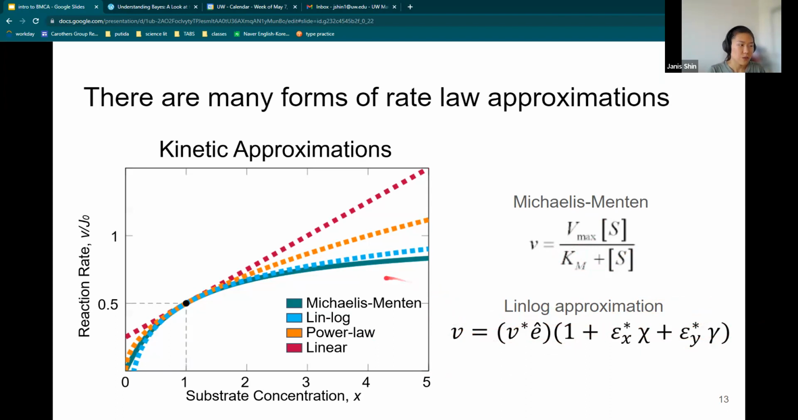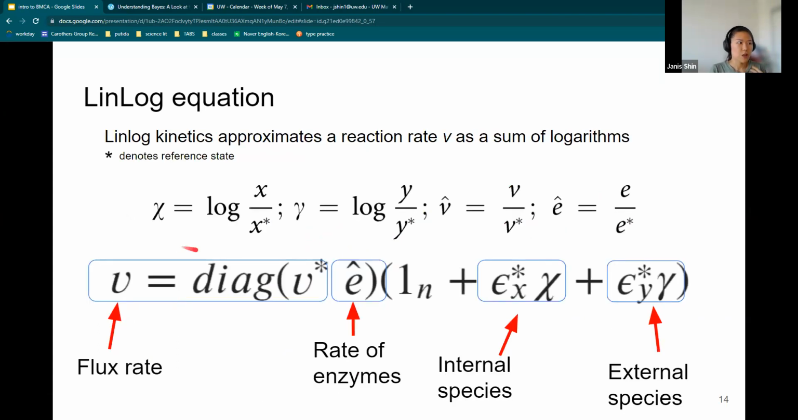But the one takeaway I want from this slide is that here we have the Michaelis-Menten kinetic approximation. And when you compare the LinLog, which is the dotted sky blue, versus the power law versus the linear, we see that the LinLog actually follows the Michaelis-Menten pretty closely. But another takeaway is that the approximation works best near the steady state, which is around here. So when we get our measurements, it's best to get them at steady state, because that means that when we do the approximation, we're approximating where the approximation is being made the closest.